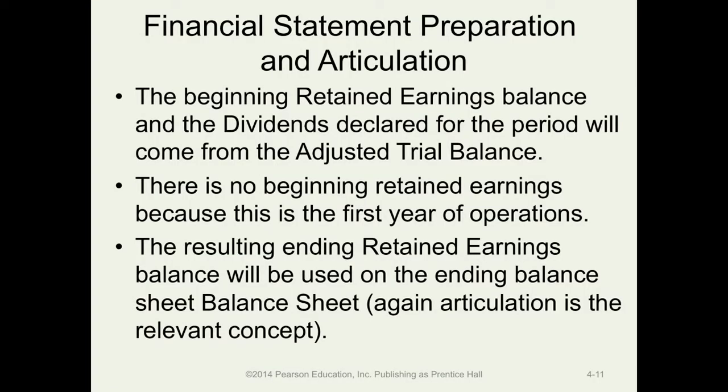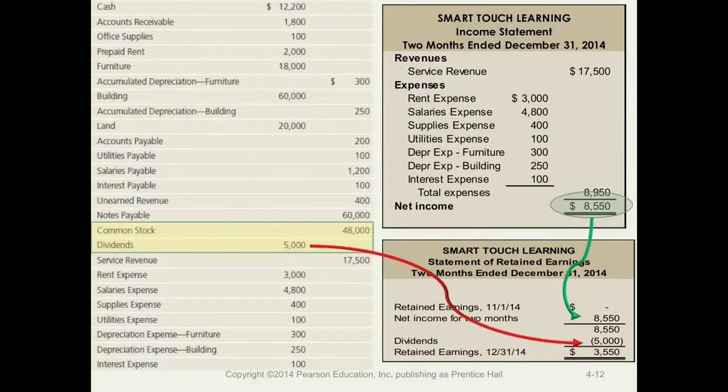Now, as I said, the net income for the year has to be derived first, and that is coming again from the adjusted trial balance. In this case, there was no beginning retained earnings because it was the first year of operations, but remember that the ending retained earnings will be used again in the balance sheet. So in order to make the balance sheet balance, once again, focusing on articulation, the ending retained earnings that comes from the statement of retained earnings must be used in the balance sheet. And we see that here in the financial statement.